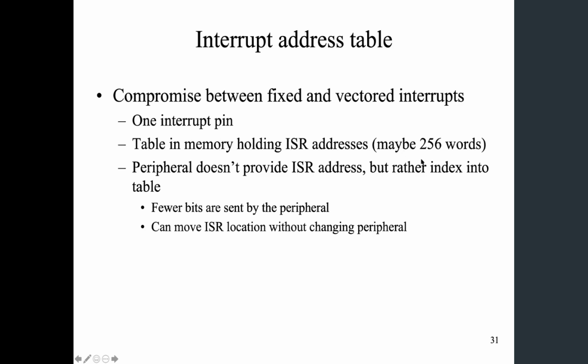The peripheral will just say, okay, you go to find index 0, find that address in the table, and go to that ISR. Or go to interrupt 15 and use the address in that location of the table, and then that's the entry point of the ISR. So in this way, you can use fewer bits to specify the interrupt number, and also you can move the ISR location.